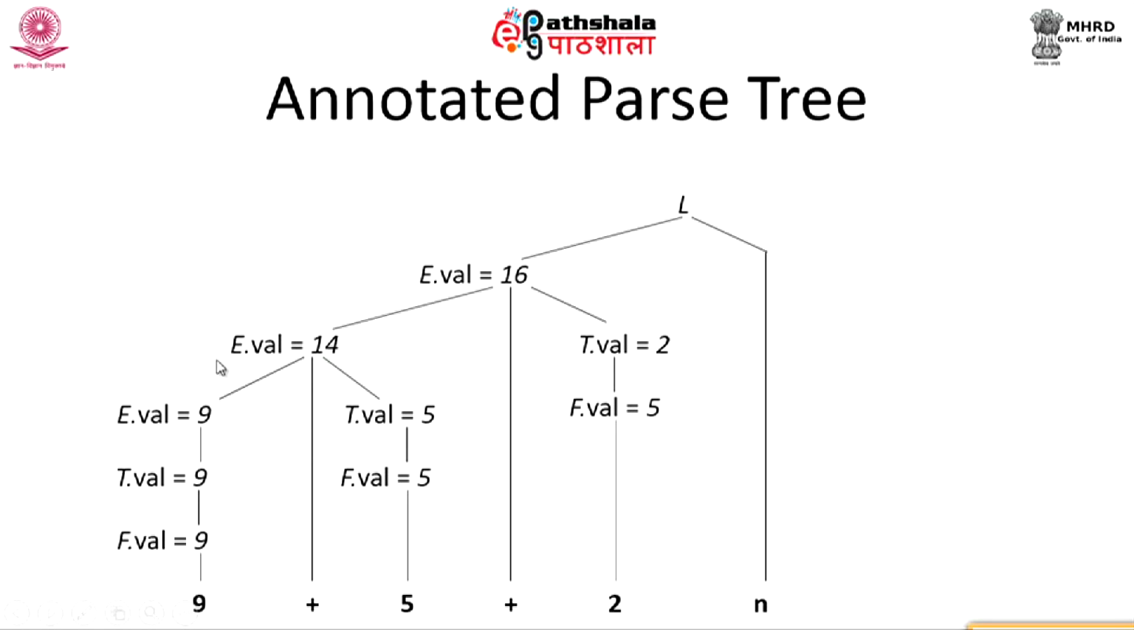Okay. And then what is this trying to do? I have E produces E plus T. Okay. So this value is nothing but the sum of E dot value plus T dot value. So I have computed 14 here. Similarly, this T dot value gets 2 here. So this is nothing but E dot value plus T dot value, which is 16 here, and so is the case with L. So L simply prints the value 16. It is not shown here. So this is how you construct the annotated parse tree.